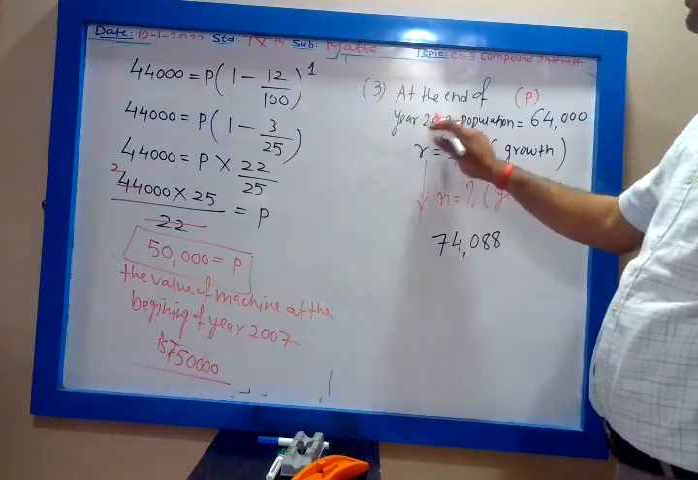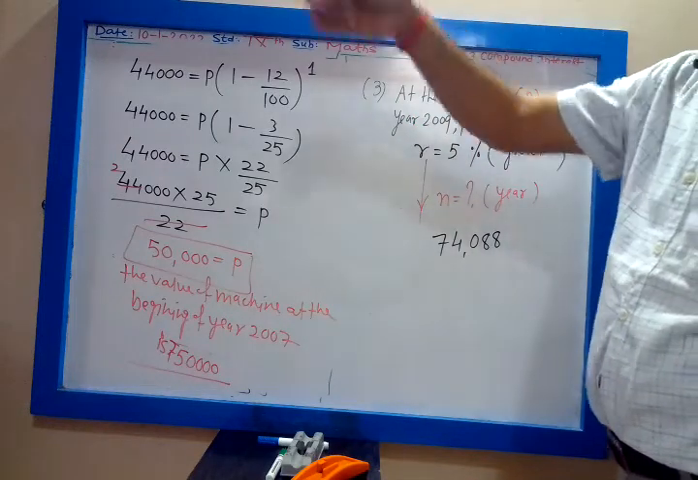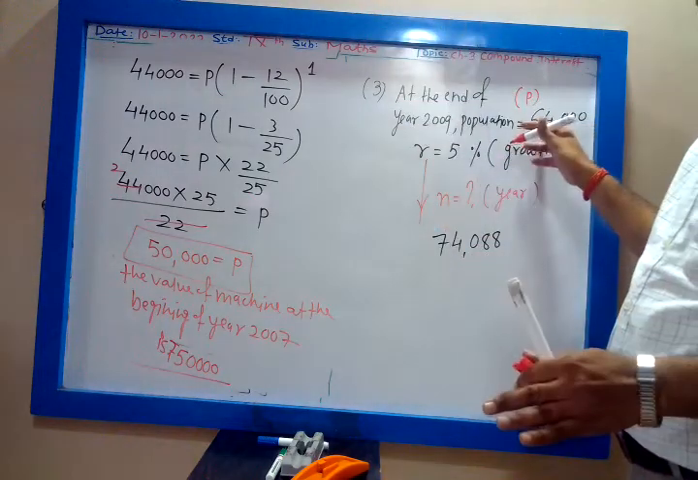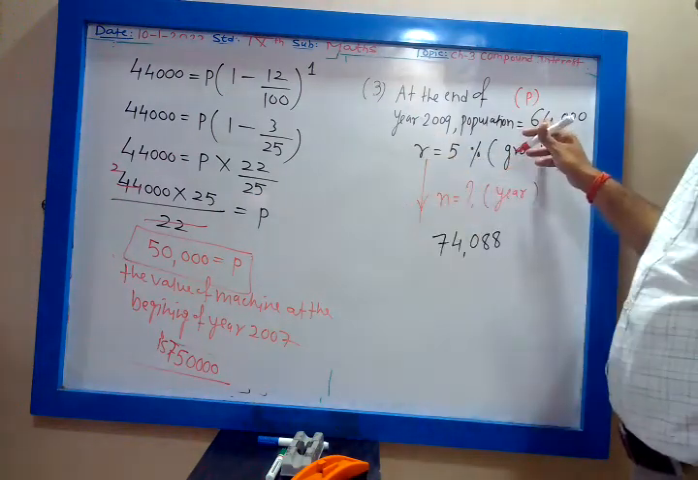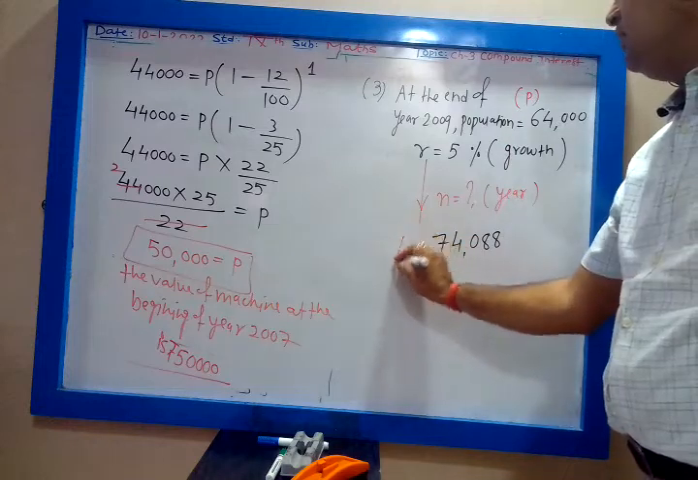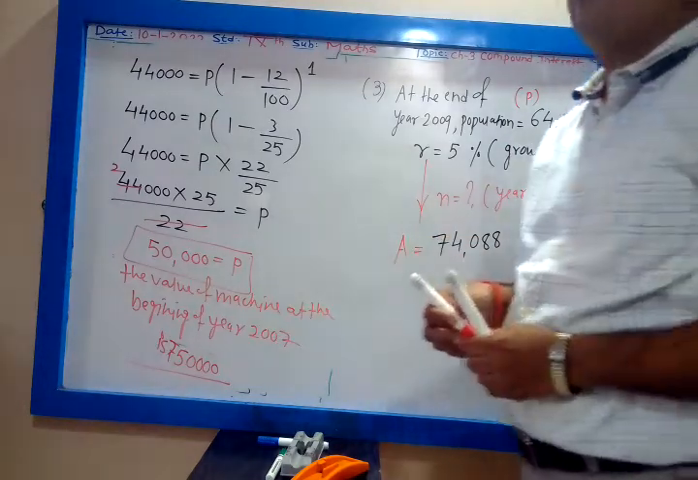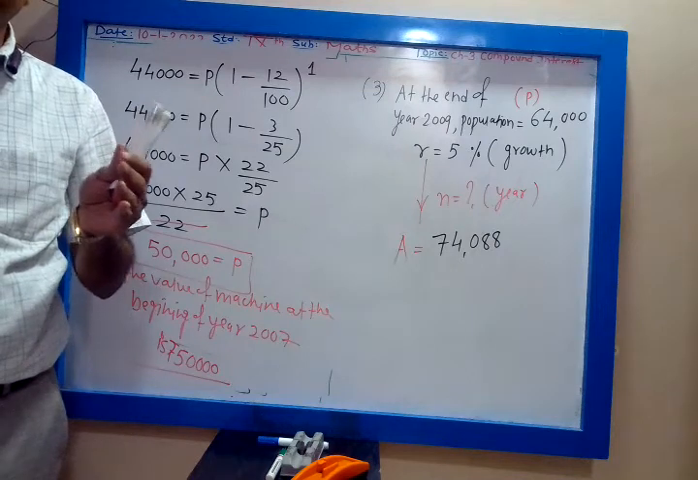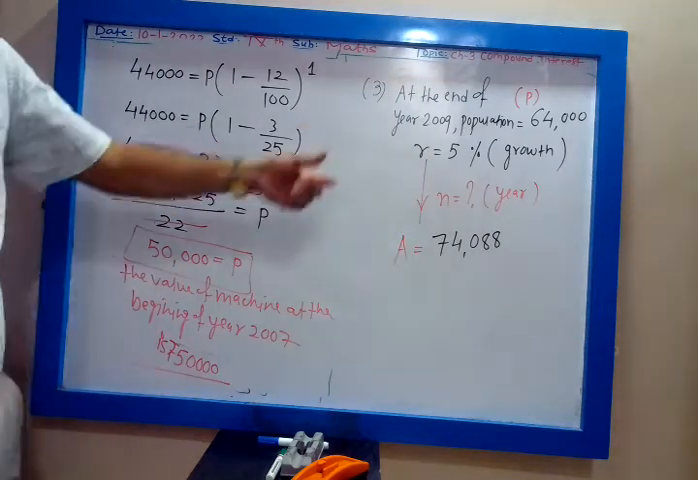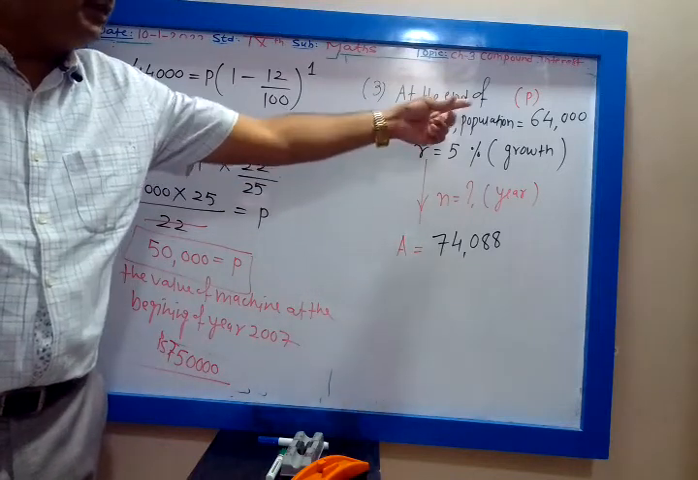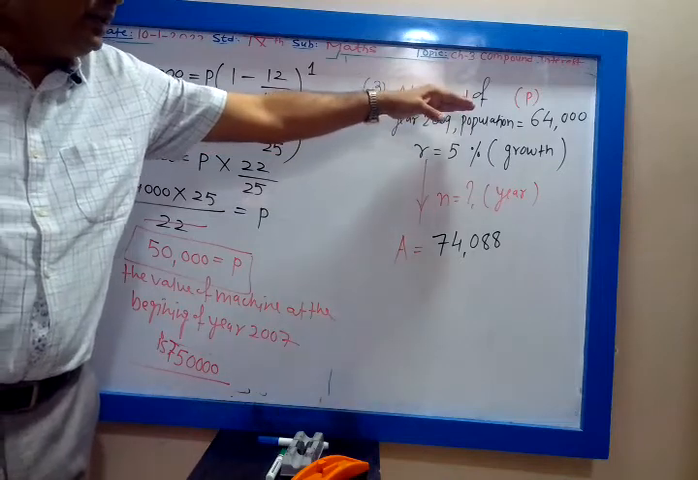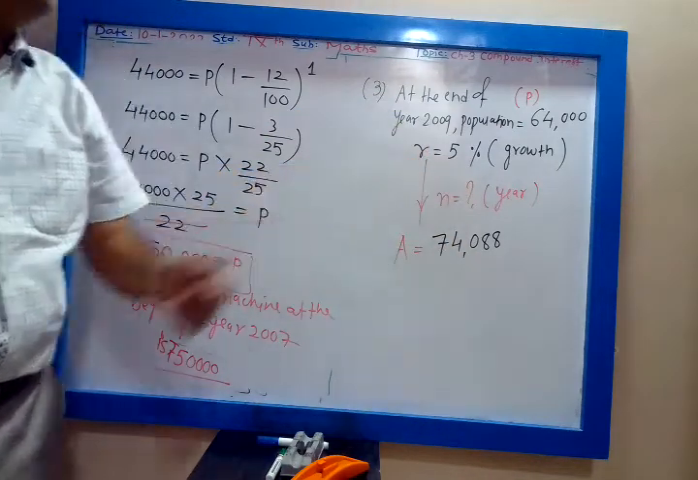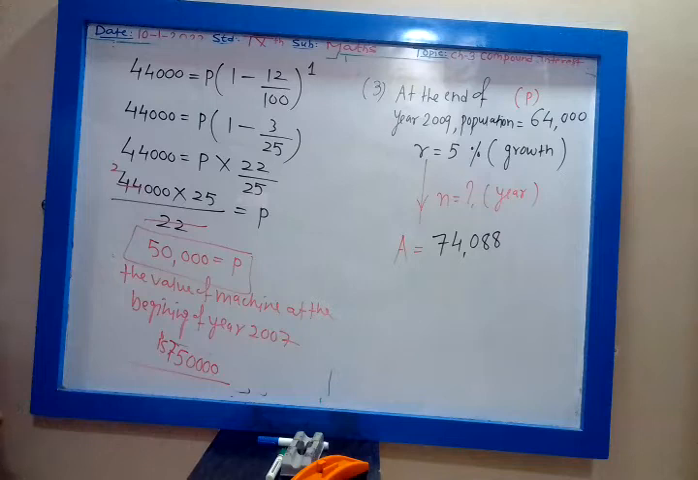At the end of year 2009, after 2009, in how many years will it take to reach the population to this? This amount becomes this amount in how many years? So this is my amount A. Is it clear, my dear, this problem? Do not get worried about the population. You simply take the logic. At the end of year 2009, this is my amount. So this is the initial. And in how many years this amount becomes this amount? That means you have to find N. Is it clear?